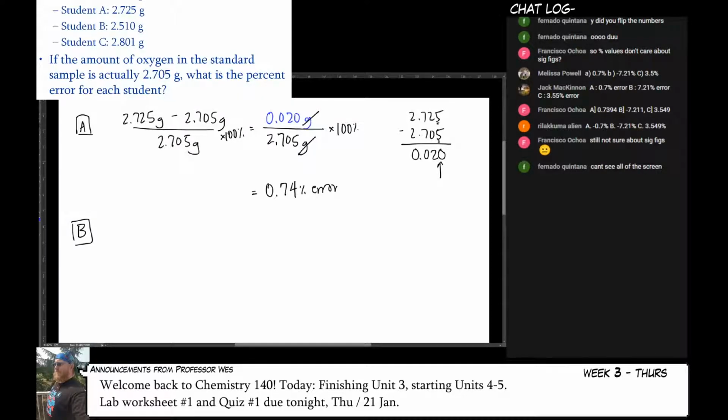All right, let's look at example B. I got to find a place to put my calculator here that isn't on the side that I can't reach.